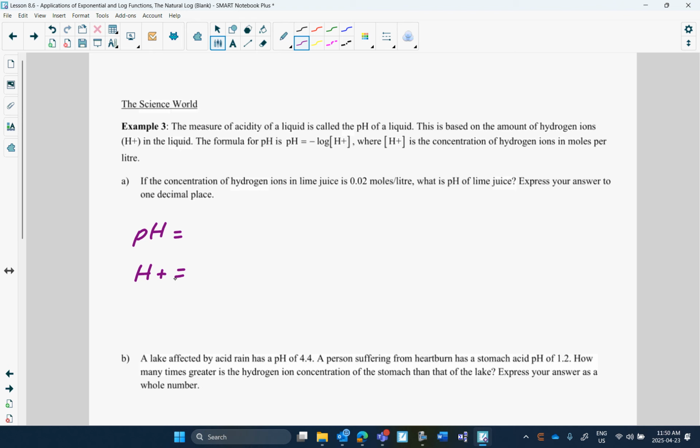What am I given? H plus, 0.02. So the pH is the unknown. Therefore pH equals negative log of 0.02, and that's a pretty straight up calculation. 1.7.